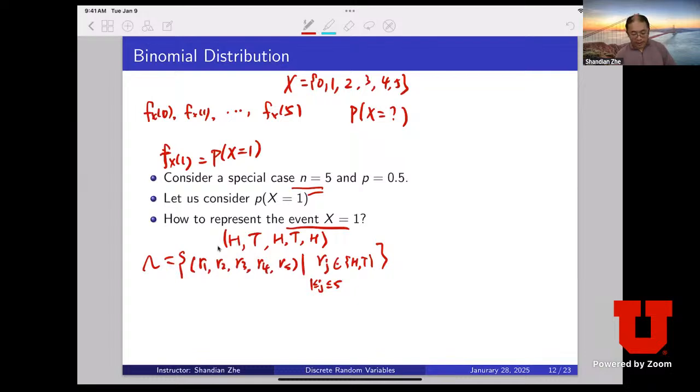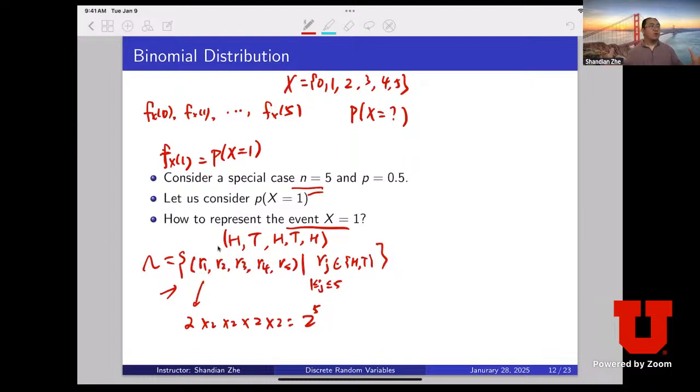So this set actually contains all possible combinations of the 5 trial results, right? You see each result, say R1, has two possible sides, heads or tails. R1, you have two. R2, you have two. R3, you have two. R4, you have two. R5, you have two. So in total, you have 2 to the power of 5 possible different sequences, right?